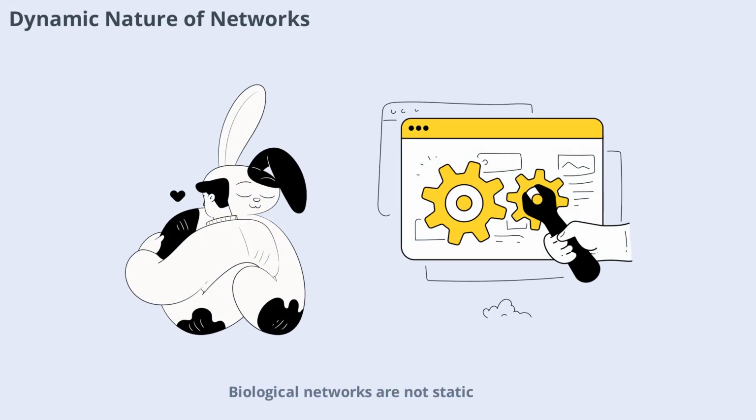Biological networks are not static. They change over time in response to internal and external signals. For example, gene networks can rewire during development or in response to stress, and neural networks adapt as we learn new skills. This dynamic nature allows organisms to respond to changing environments and maintain homeostasis.